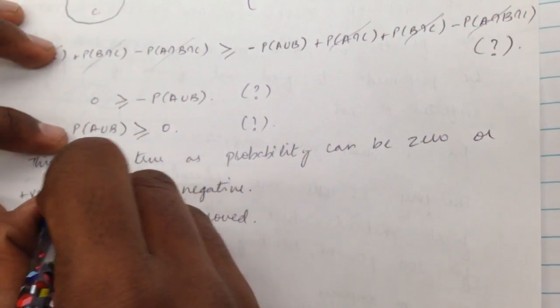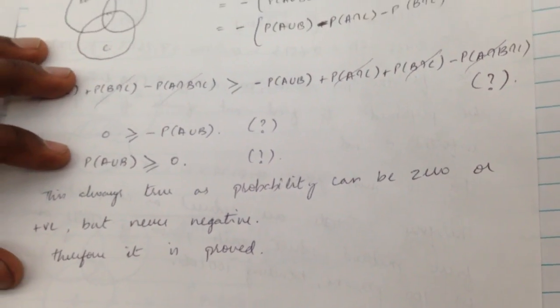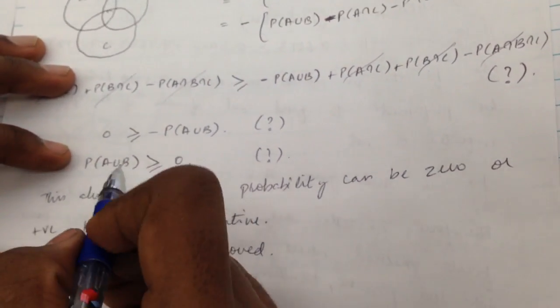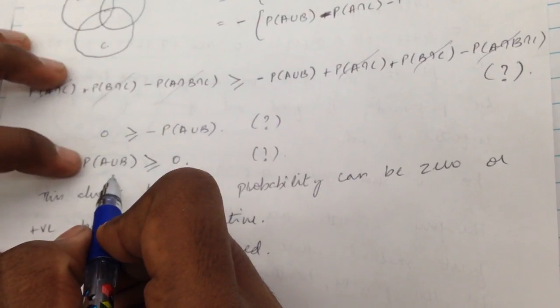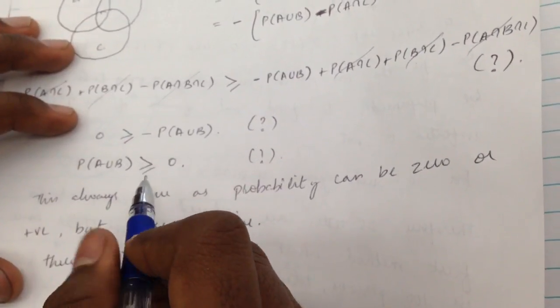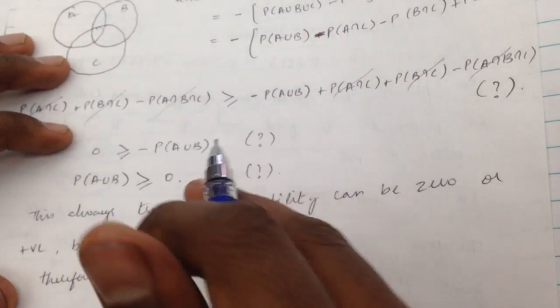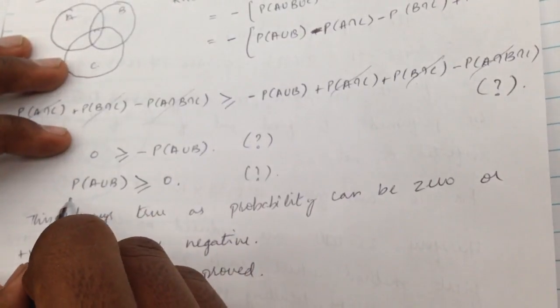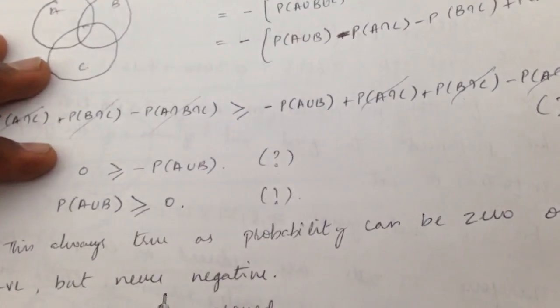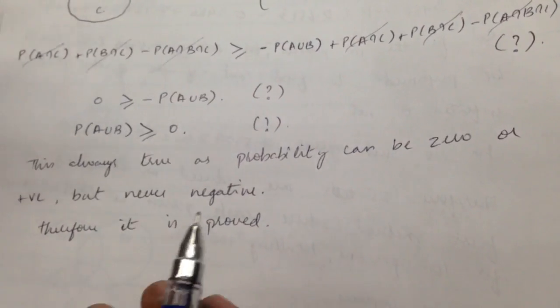But now since I've arrived at this expression, and I know from the axioms of probability that the probability of any event is always greater than or equal to 0. It can never be negative. It can be 0 or it can only be a positive value, since this expression also proves that. Therefore the question is proved.